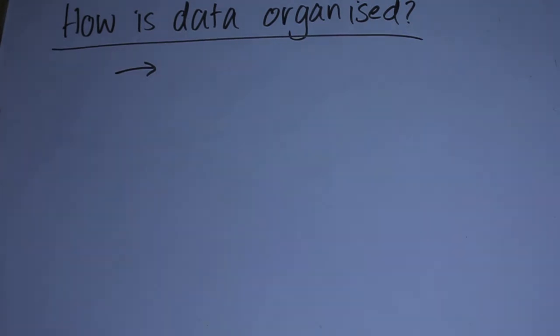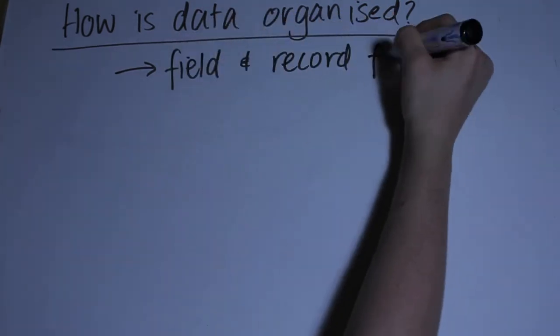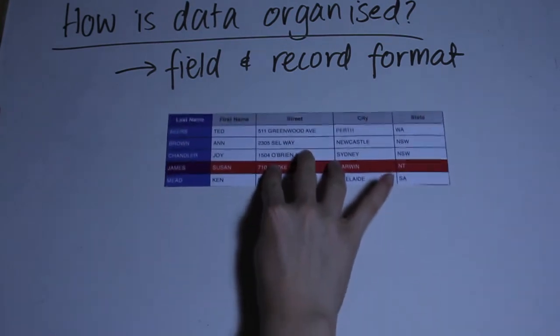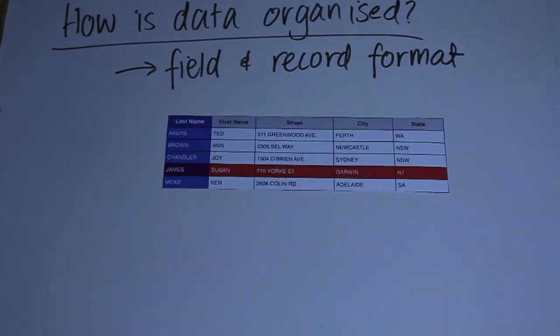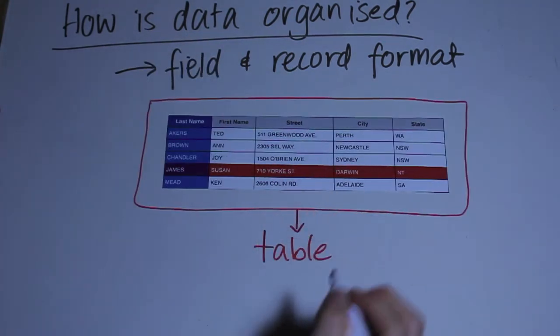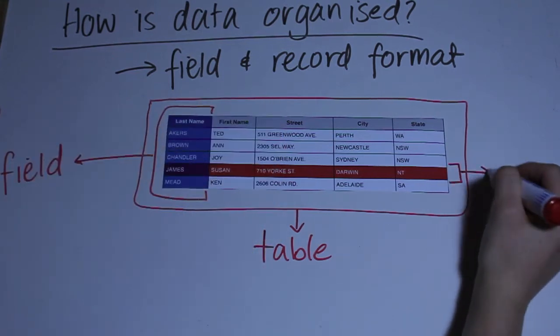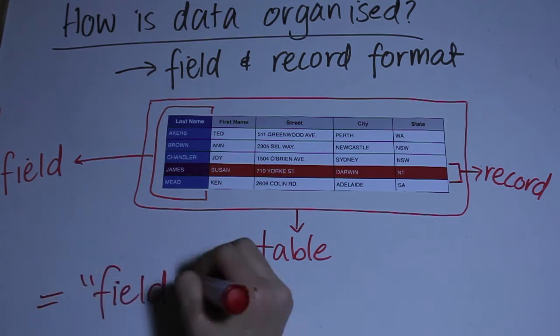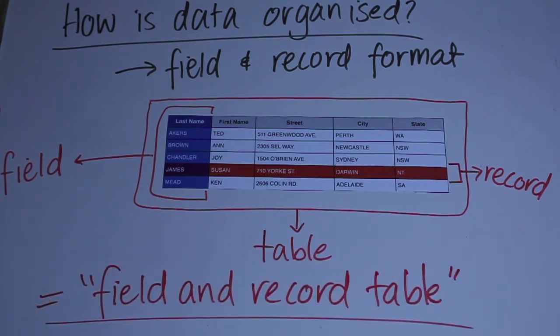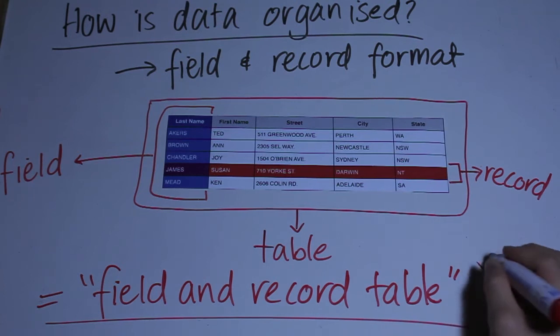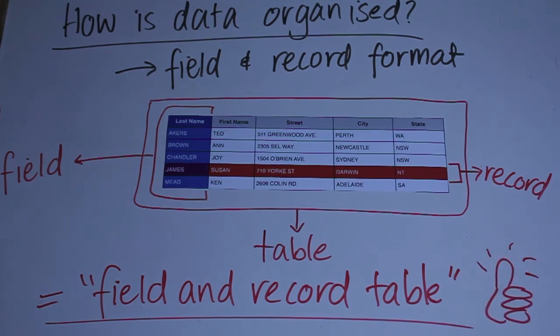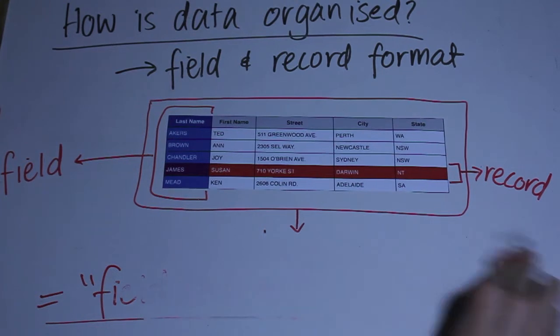Otherwise, data can be organized into what's known as a field and record format. This is what one of those looks like. This is called a table. The column is called a field and the row is called a record. Thus, a field and record table. Now this here is a very good way to organize your data. As you can see, everything is in its right place. You can find what you're looking for far more easily than in a list format.